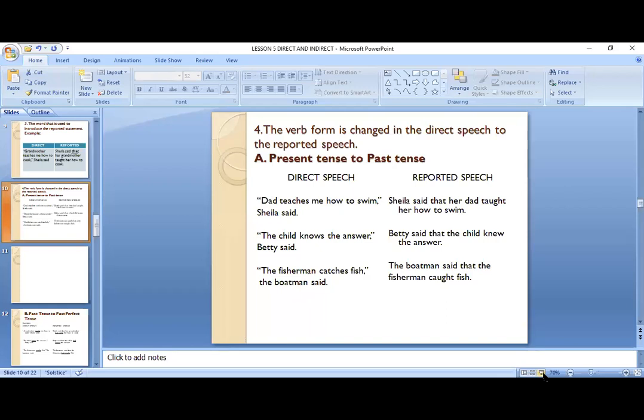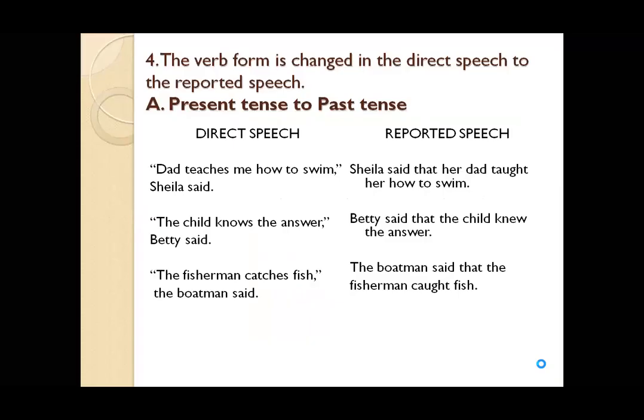So can you see what's on the screen? Ito yung ginawa natin kanina. Ito yung sinagutan natin kanina. So let's see if it's correct. Number 1, dad teaches me how to swim. So Sheila said that her dad taught her how to swim. So answer number 1, correct. Number 2, Betty said that the child knew the answer. Number 2, correct. And number 3, the boatman said that the fisherman caught fish. So number 3 is also correct.